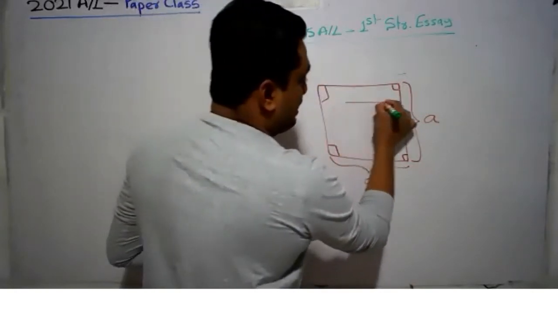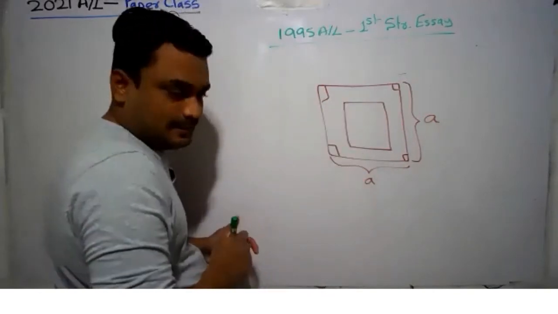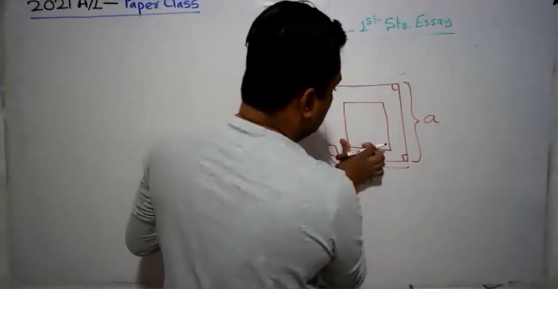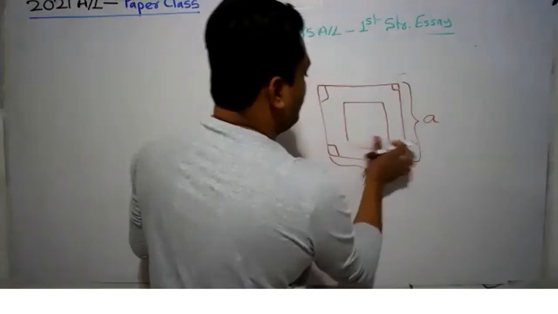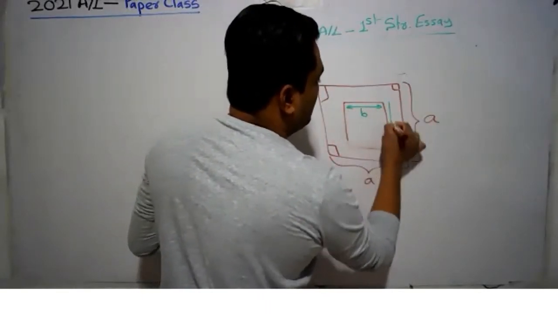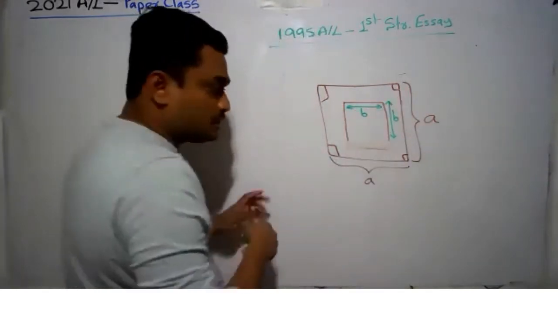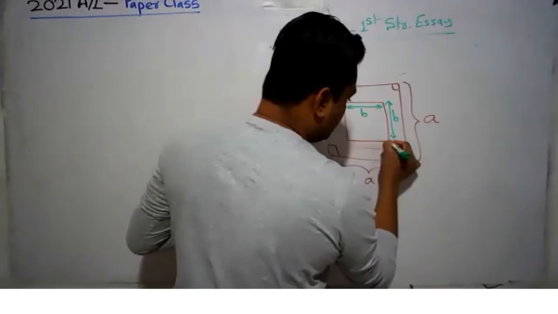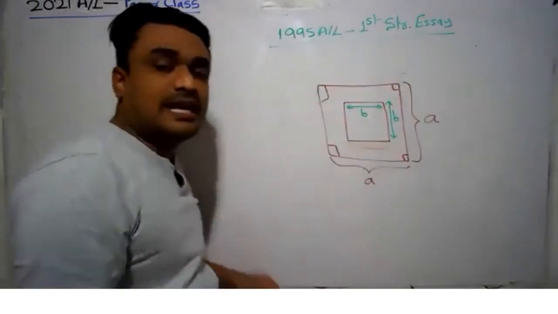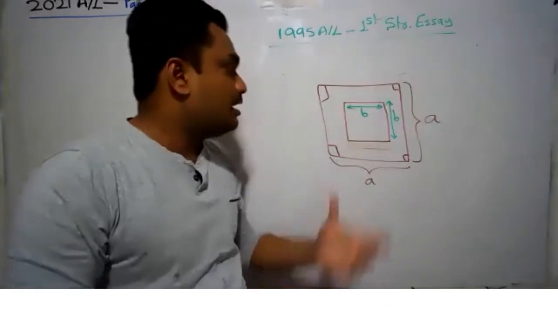It is saying that there is a hole in it. The hole is also square. So if this length is B, this is also B. First of all, please draw this figure. Please write the heading as 1995 AL first structured essay question and draw this figure.